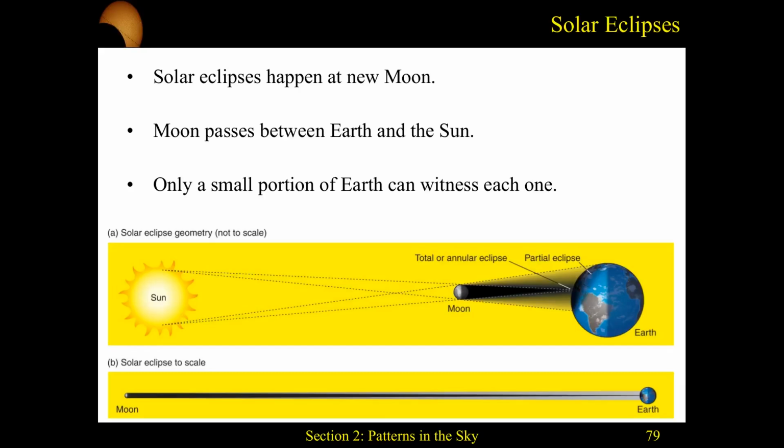Thinking about that sun, earth, moon alignment, let's talk about the really exciting solar eclipses. So solar eclipses happen only at new moon. You have to have the sun, moon, earth alignment.